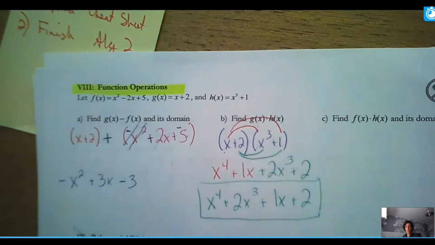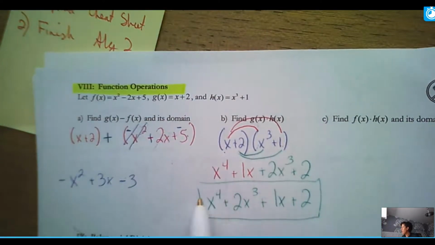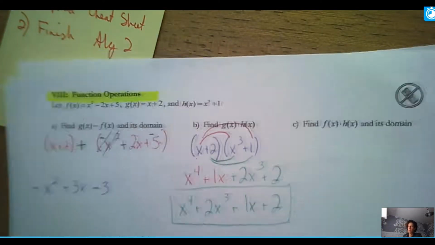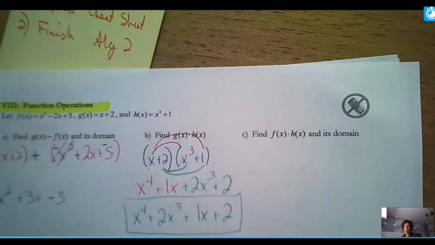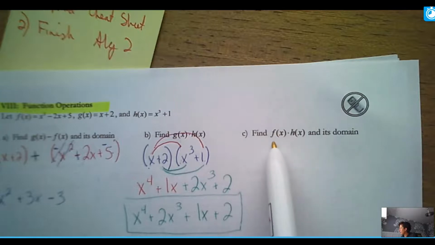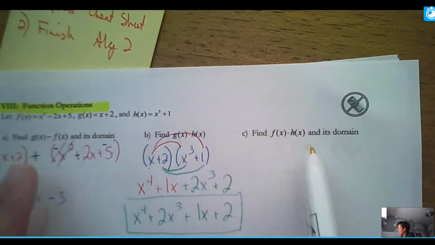And again, you want to see if you're right, put this into y1, put this into y2, and you should see one picture. Now I know it did say domain. We'll talk about domain when we're all done with this. So now I'm going to take f of x times h of x.